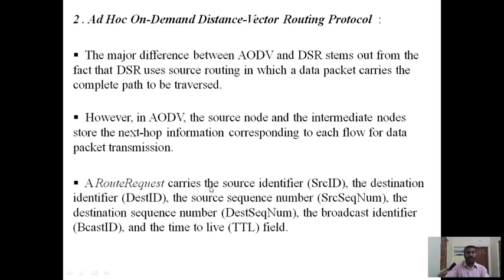A route request carries the source identifier, the destination identifier, the source sequence number, the destination sequence number, the broadcast identifier, and the time to live field. So when you want to transfer any data from source to destination, the source always sends a route request message and floods it. All the other intermediate nodes also accept that information and store it. That information contains all these fields: source identifier, destination identifier, source sequence number, destination sequence number, and all other information placed in route request packets, and it is flooded. All the other nodes accept it and store that information.